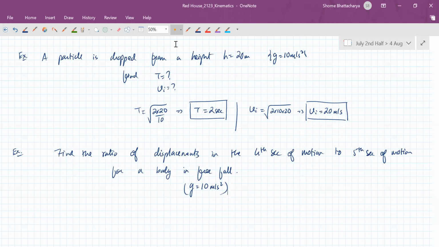Sir, is the initial velocity in this question 0?